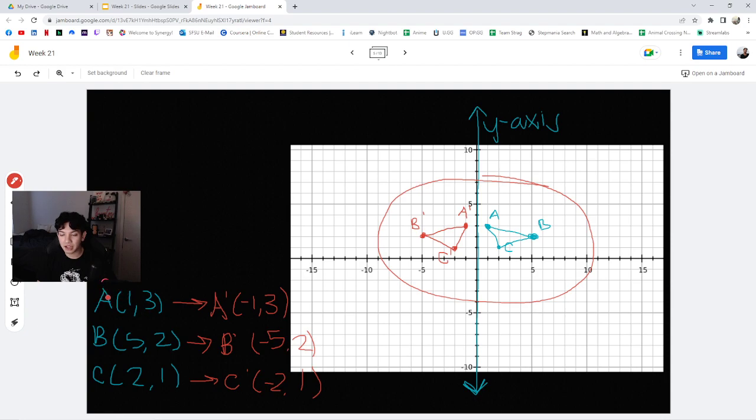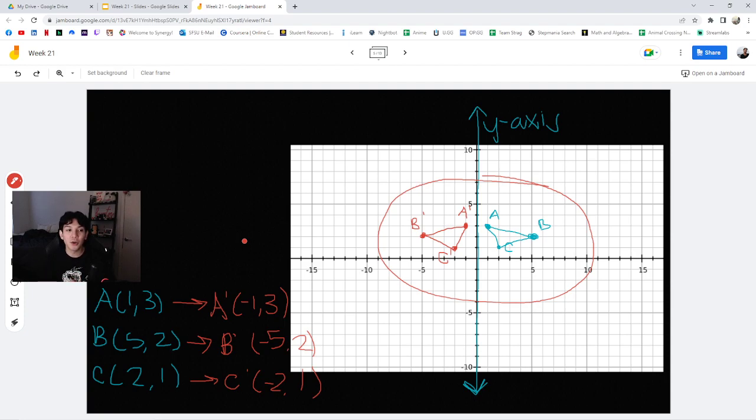If we take a look at the coordinates, we have A as 1, 3, B as 5, 2, C as 2, 1. But if we look at our primes, A is 1, 3, but now A prime is -1, 3. B is 5, 2, but now B prime is -5, 2. C is 2, 1, but C prime is now -2, 1. So what is the pattern here? Well, if we take a look at our x values over here, 1, 5, and 2, it now becomes -1, -5, and -2.